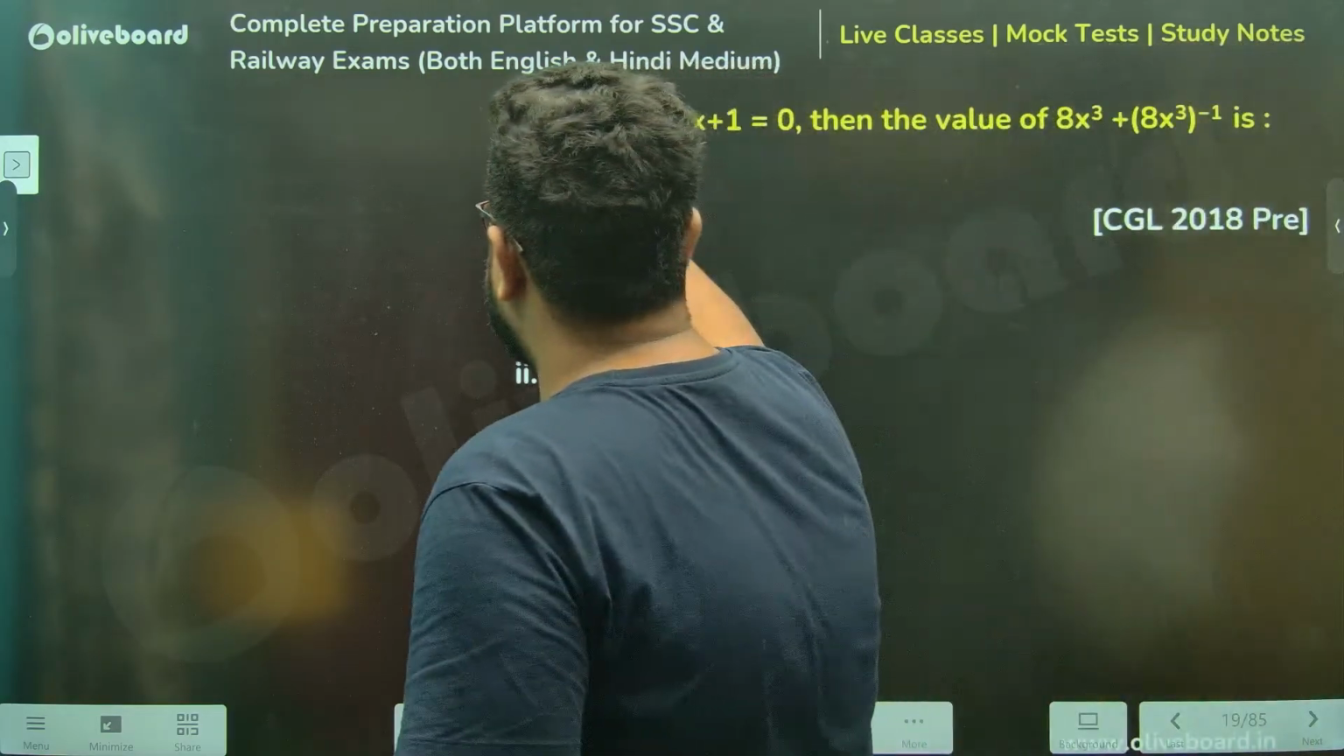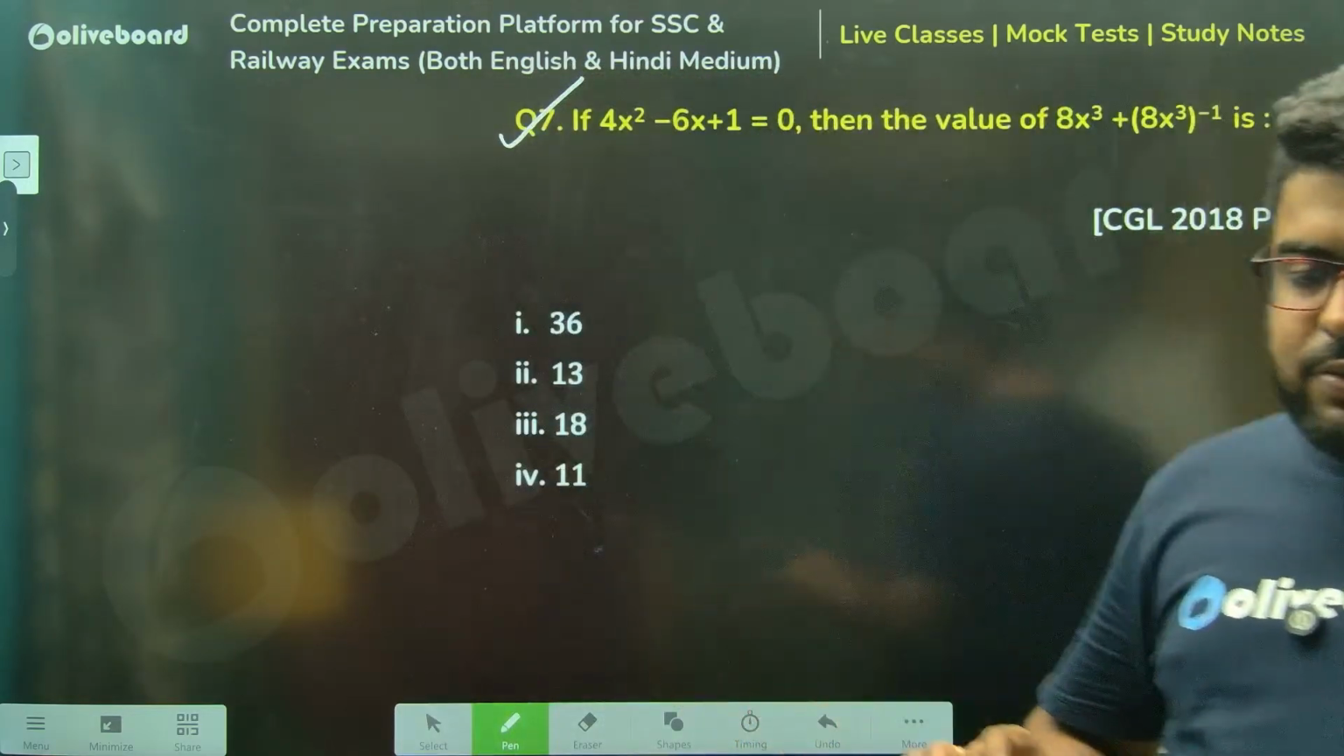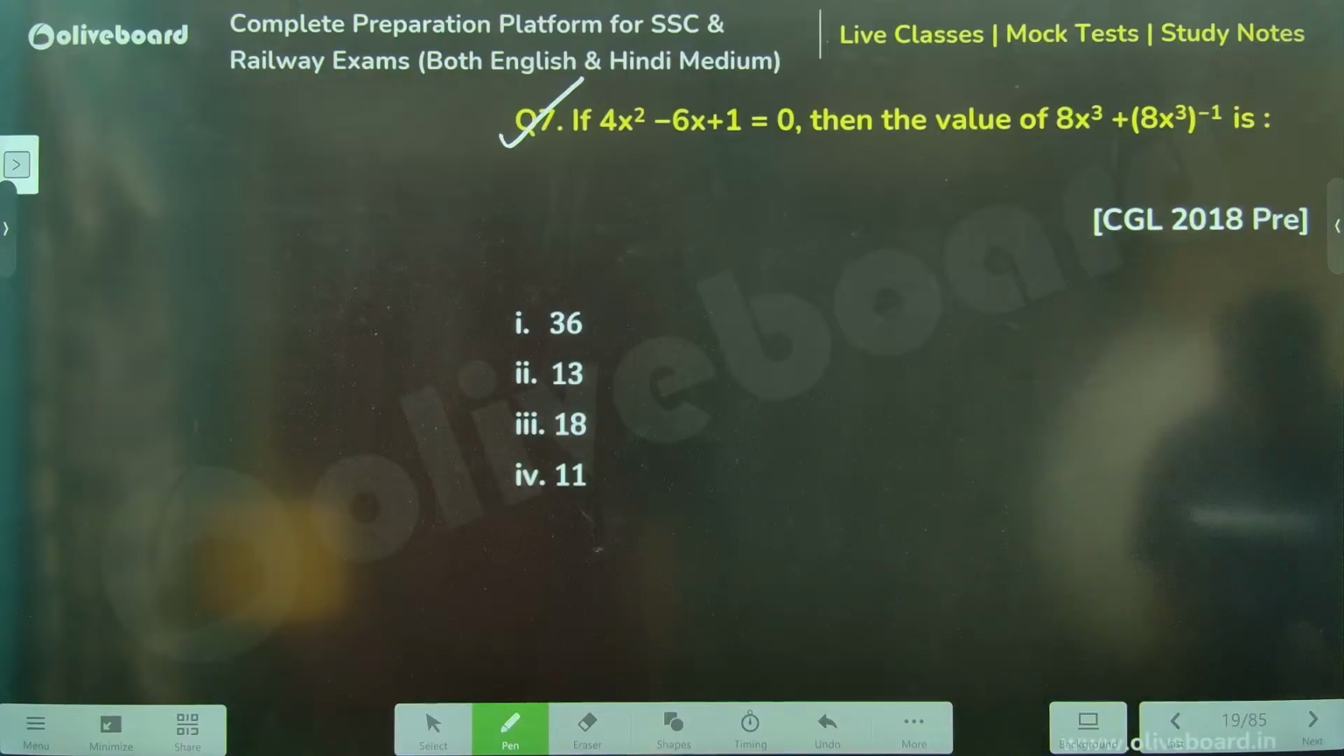Next one. Chalo, do this. This is also a very easy question. Everyone, I'll give you a minute's time. Please do this very quickly.